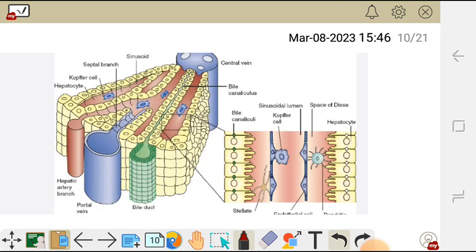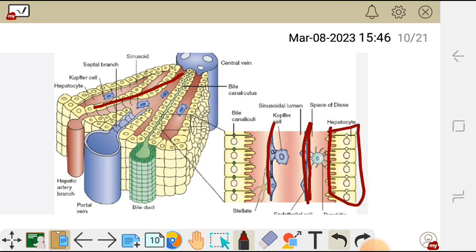Blood vessels join to form the sinusoids, which lead to the central vein there. If we zoom in on that structure here, we can see the sinusoid here. There is a space between the sinusoid layer and the hepatocytes, which are these cells here. This space in between is called the space of Disse.